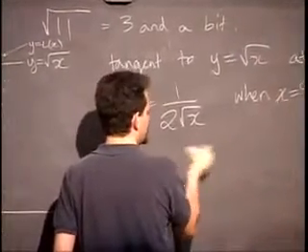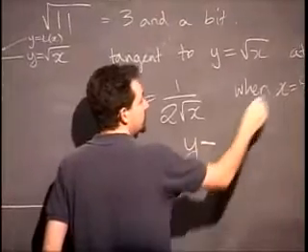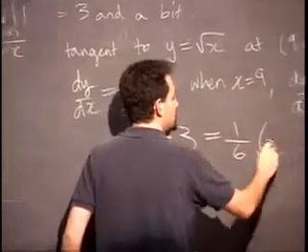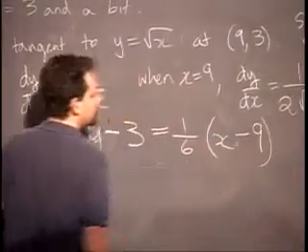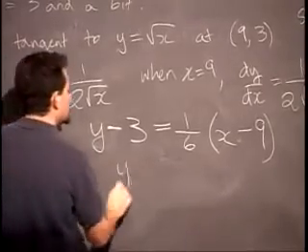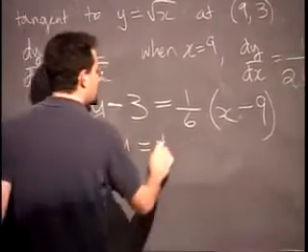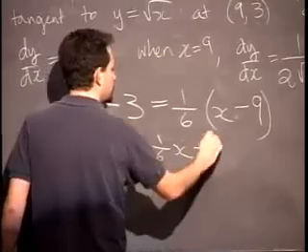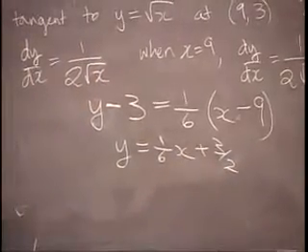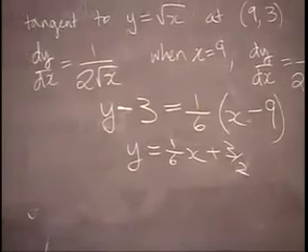y minus the y coordinate 3 is the slope times x minus the x coordinate 9. And if you work this out, you get y is 1/6 x plus 3/2. That's how it simplifies. Okay, I need a little bit more room.